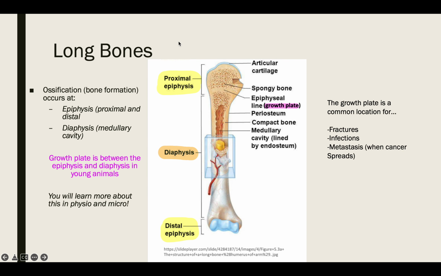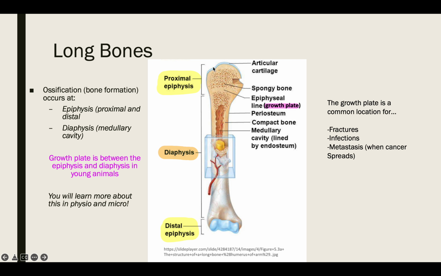All right. Long bones have a little bit extra stuff going on inside them. This is where ossification forms. So basically your cartilage is turning into bone, which is important for development. You're going to go into a lot more detail about the physiology of this and what the tissues look like in your micro and physio classes, which will be coming soon.